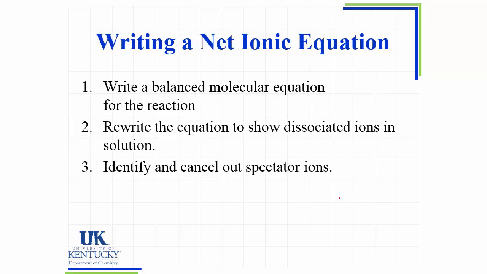So when we need to write a net ionic equation, first we want to write a balanced molecular equation for the reaction. It does need to be balanced. We need to make sure we're balanced at each step along the way. We're going to rewrite the equation to show dissociated ions in solution. So anything that's labeled aqueous will be broken up into its ions. And then we need to identify and cancel out spectator ions, so those things that do not change from the left to the right.